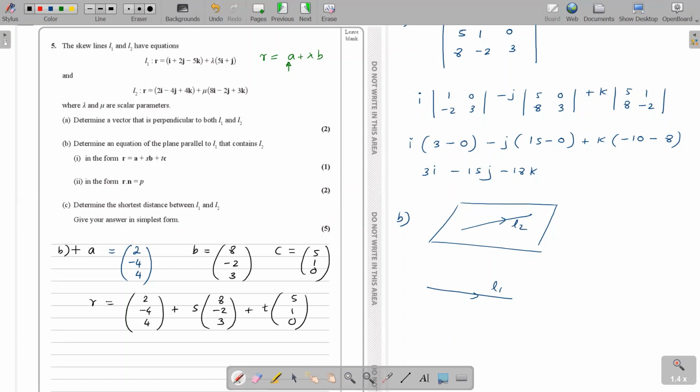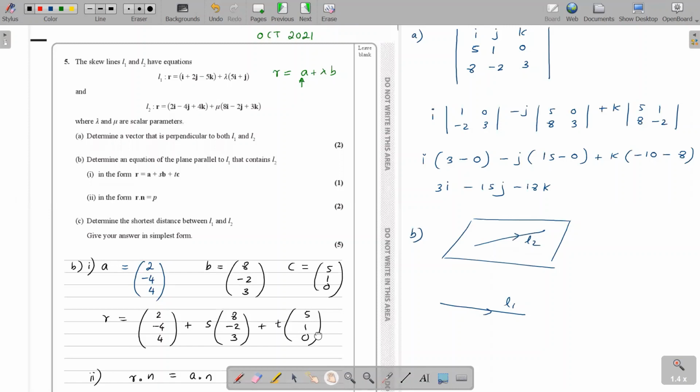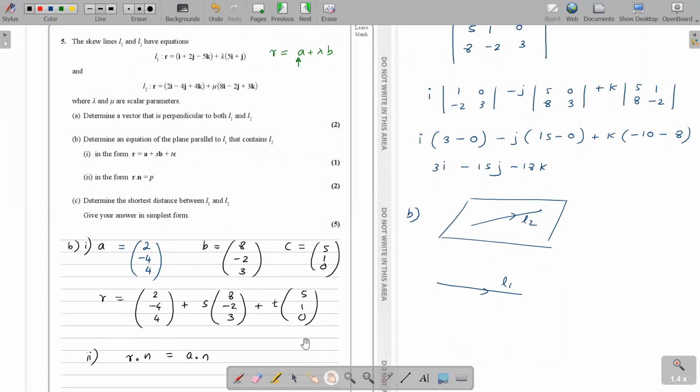And in Roman numeral 2, they want you to give it in the format r dot n equals p. How do you convert to r dot n equals p? Here p stands for what? r dot n equals a dot n. How do we normally generate a vector perpendicular to a given plane?